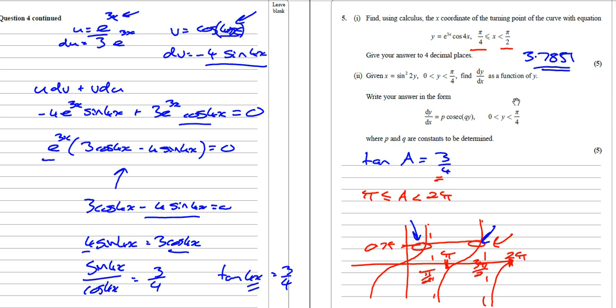And that's our answer. Notice that we've only got one answer there, but if you have a look here, it says give your answer, not plural, just singular. So give your answer to 4 decimal places, so pretty sure we've not made any mistakes there.